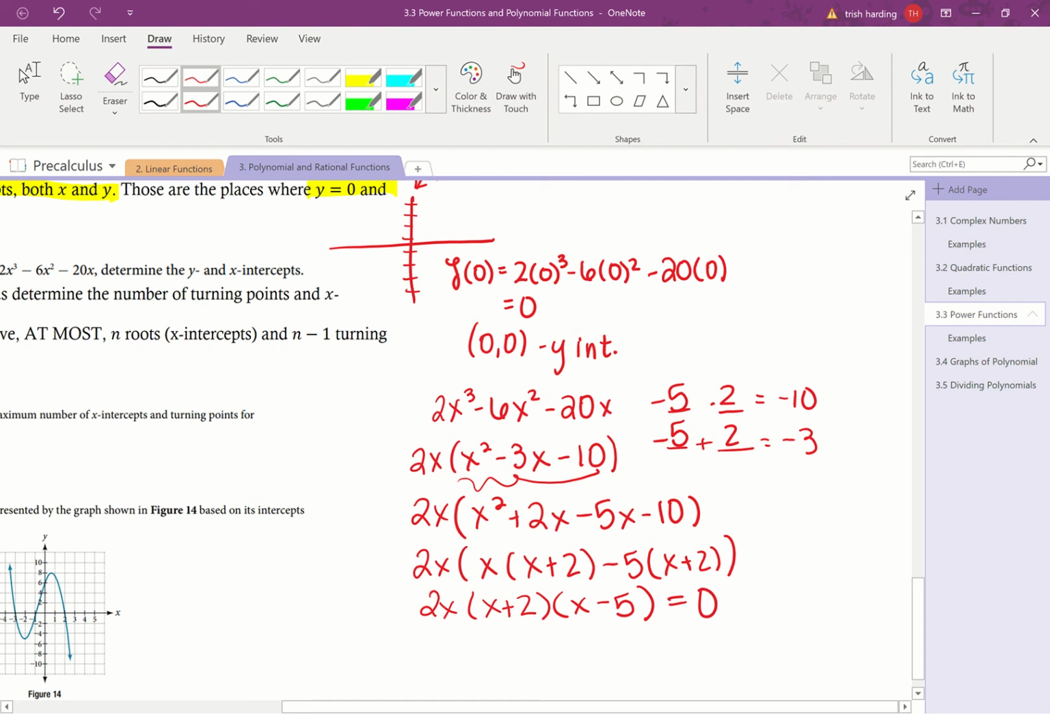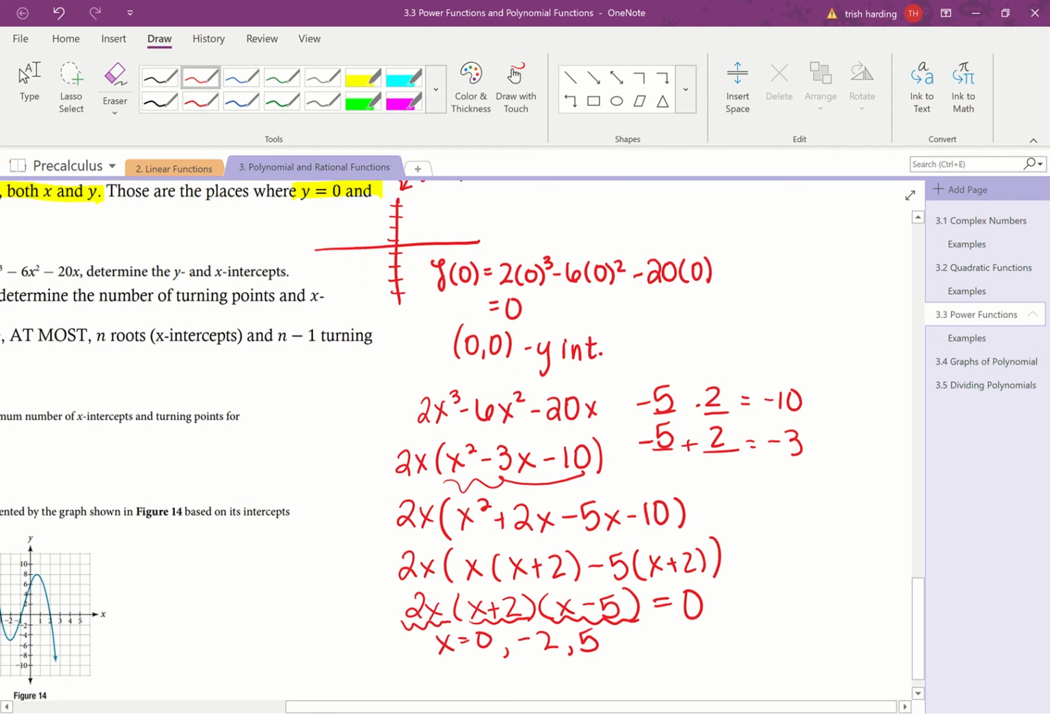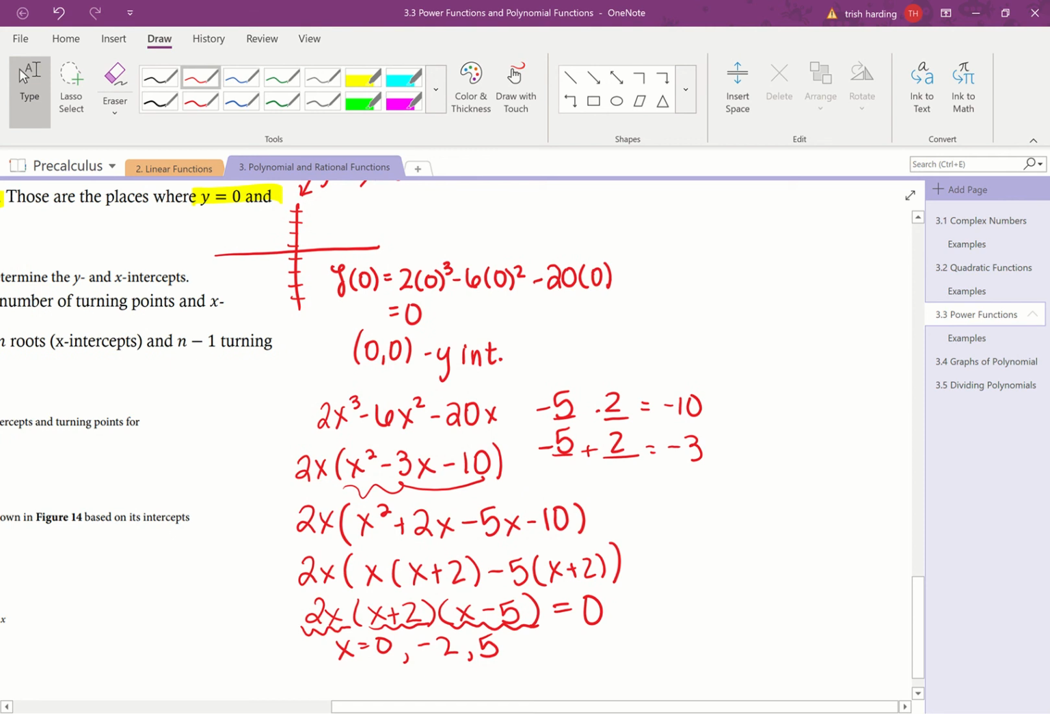Set everything equal to 0. So my x-intercepts are when x equals 0 from this one, when x equals -2 from this one, and when x equals 5 from this one. So what does that give me? Well, I'm going to have to plug these back in. So I know that I already have 0, 0 from right here. So I don't even need to do that one.